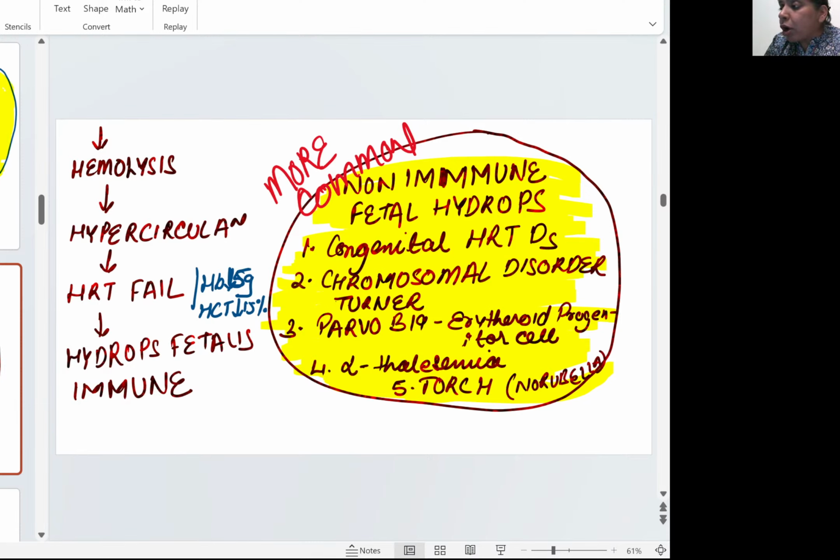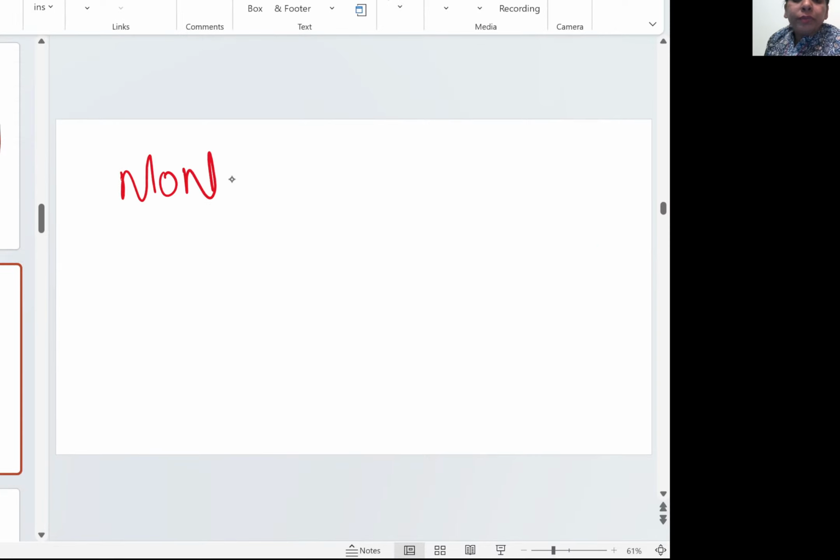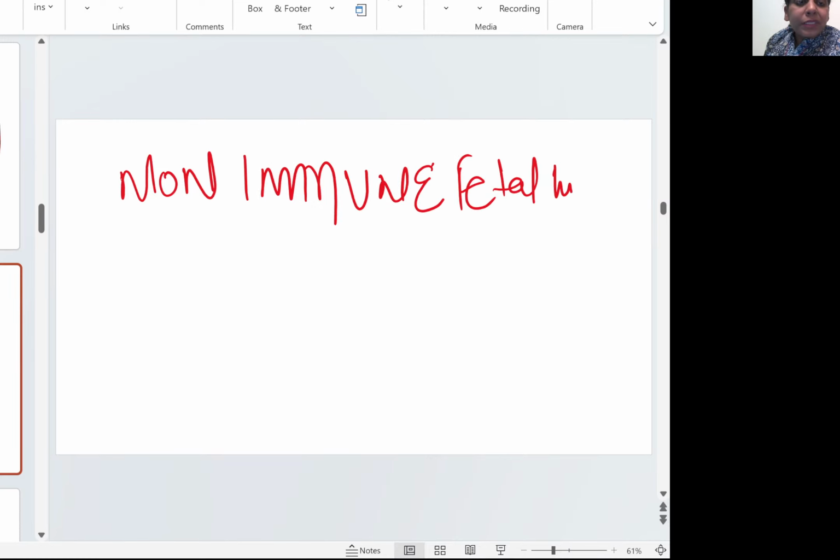The most common cause of non-immune fetal hydrops is congenital heart diseases of the fetus. Number 2 is chromosomal disorder, Turner's. Number 3 is parvovirus B19 infection. Number 4 is alpha thalassemia. Number 5 is TORCH infection except rubella. This was the question of INI-CET November 22. What was the question? Non-immune fetal hydrops is caused by. What was the option?